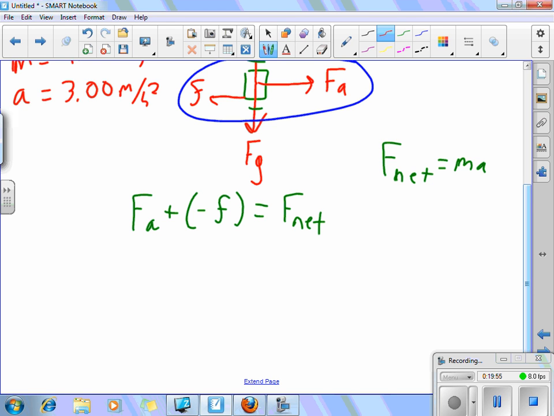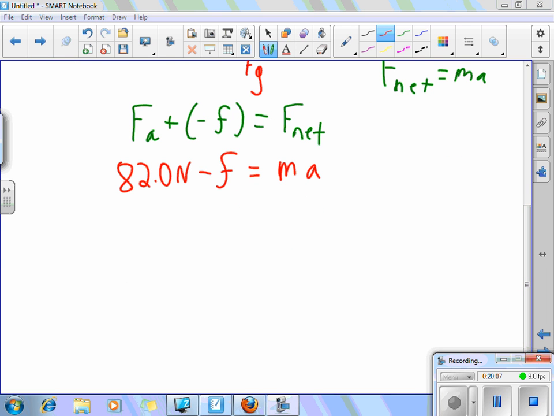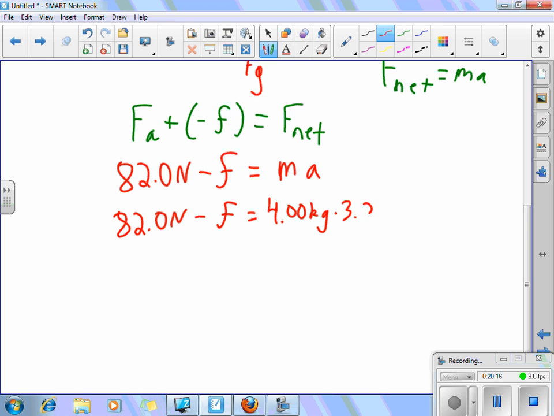Alrighty, so anyway, we know the force applied is 82 newtons. I have no clue what friction is. We're solving for that. But I know that this is equal to m times a, because F net is equal to ma. And I do know the mass and the acceleration. So we say that this is 82 newtons minus friction is equal to our mass of 4 kilograms times the acceleration of 3 meters per second squared.